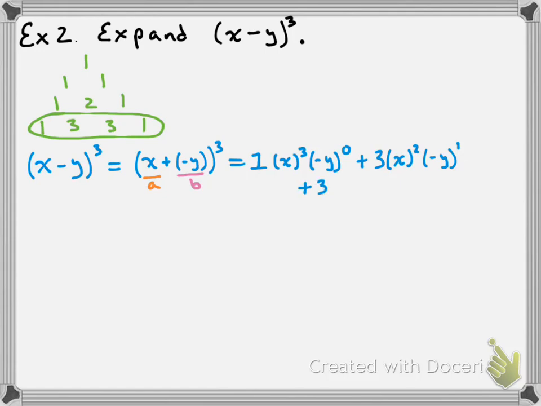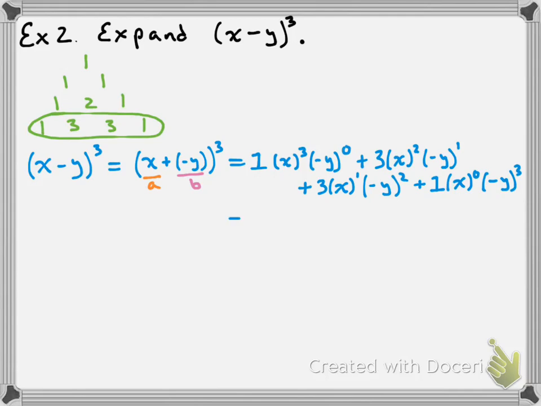Our next coefficient is going to be plus 3. We're going to have a to the power of 1, which gives us x to the power of 1 in this case, times b to the power of 2, that's going to be negative y to the power of 2. And then our last coefficient is going to be plus 1. And we're going to have a to the power of 0, so that's just x to the power of 0 in this case, and then b to the power of 3, which is, of course, negative y to the power of 3. So now we just have to expand and simplify a little bit.